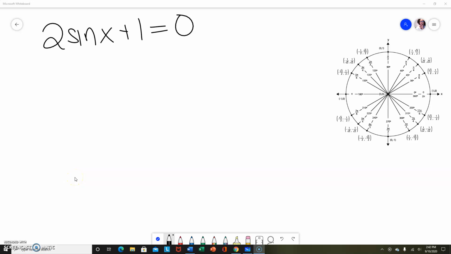All right, so let's solve some trigonometric equations. Of course, let's start off easy. I have 2 sine x plus 1. So, it's just like algebra. You're definitely going to need a lot of algebra to do these types of problems.